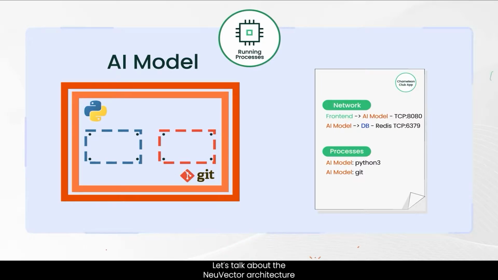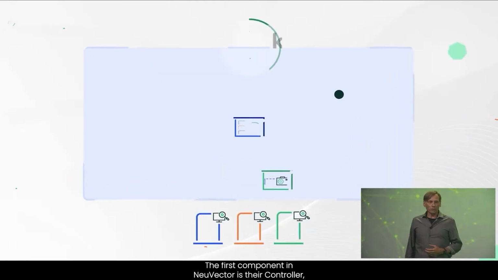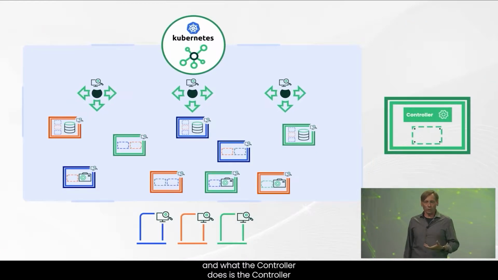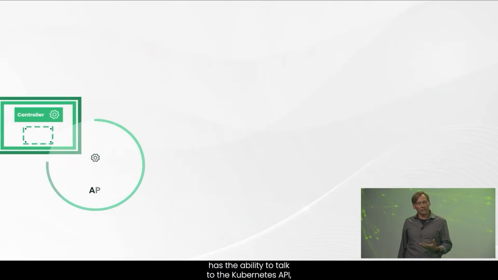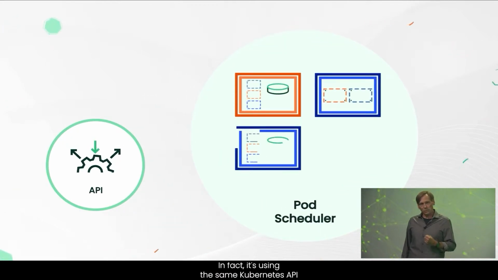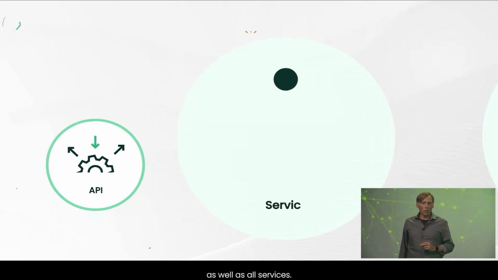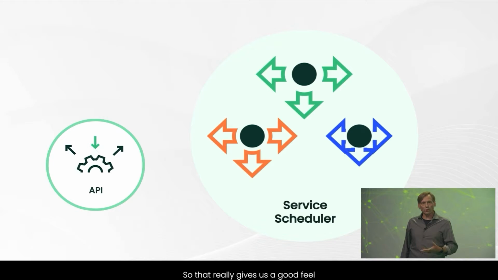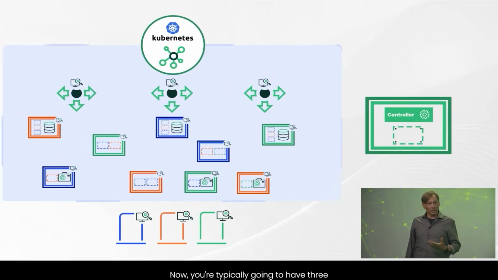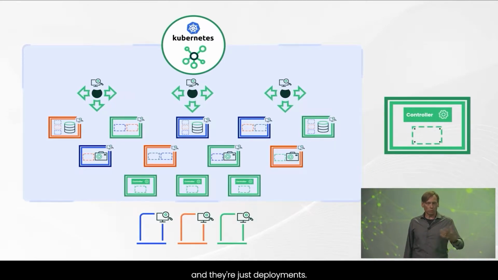Let's talk about the NeuVector architecture so that we can understand exactly how it's able to do this. The first component in NeuVector is their controller. And what the controller does is it has the ability to talk to the Kubernetes API just like we did when we installed monitoring. In fact, it's using the same Kubernetes API to be aware of all pods that are spinning up and down, as well as all services. So that really gives us a good feel for the majority of things that are happening in your environment. Now, you're typically going to have 3 of these controllers running in your environment, and they're just deployments.